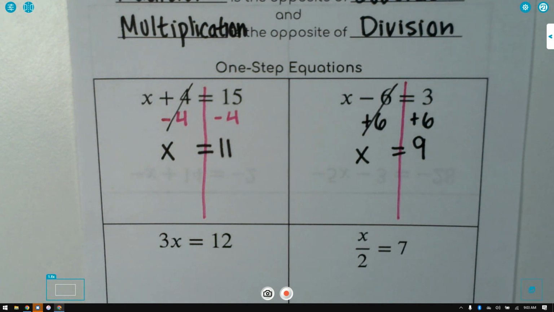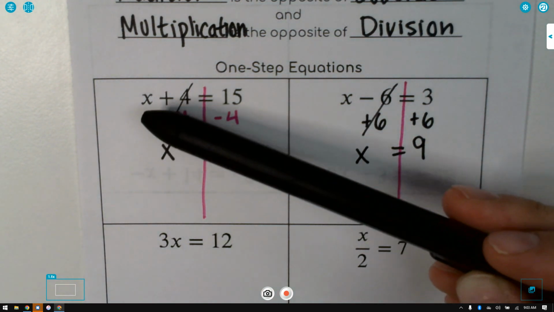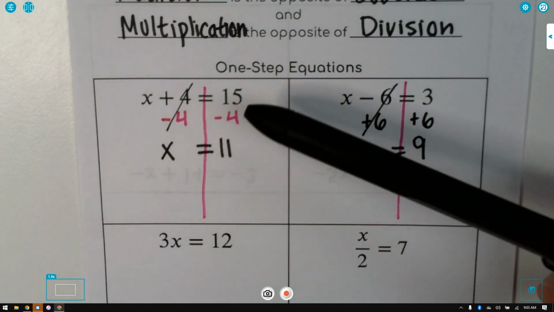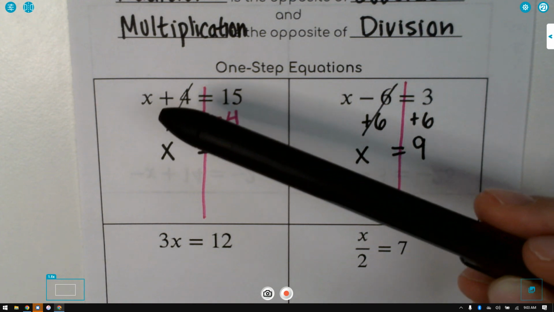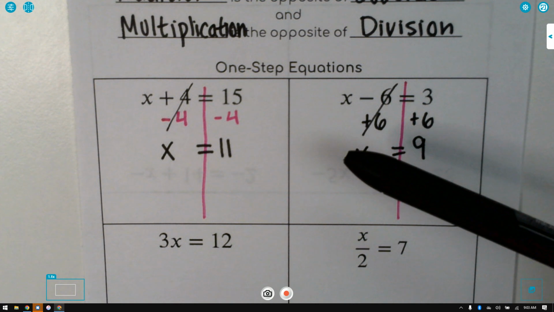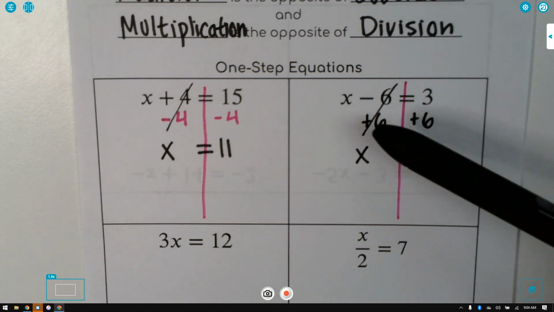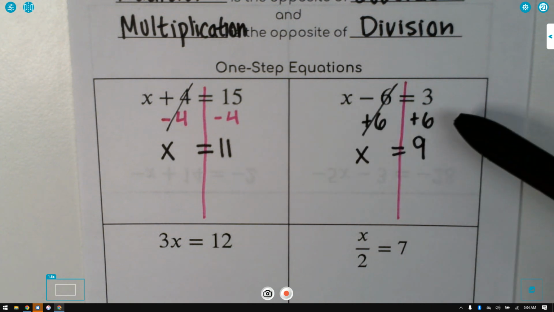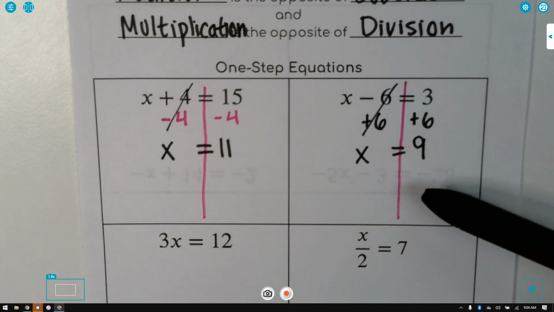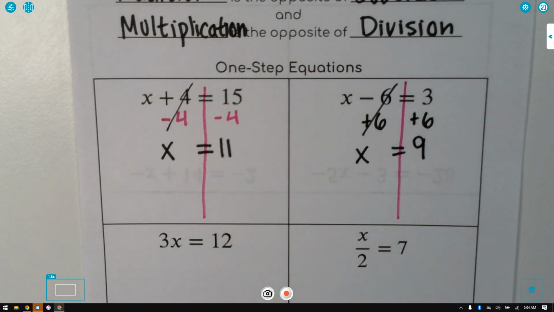We could take these and rephrase them to match up with what we were doing at the boards. So instead of saying x plus 4, I could say my number plus 4 is 15. Well, 11 plus 4 is 15. We could say my number take away 6 is 3, or 6 less than my number is 3, and we would get 9, okay? So we could rephrase them to think about them the same way we were at the boards.